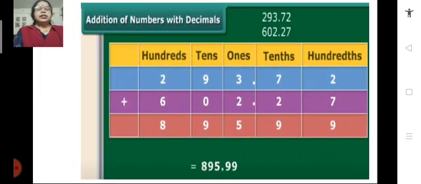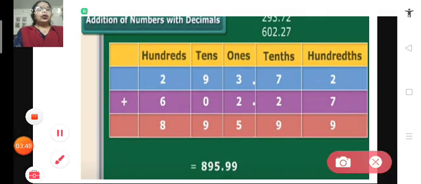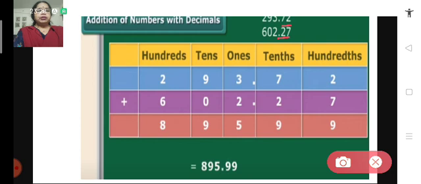Now let's look at one more example. Here we have two like decimals. That means the decimal places of these two decimals are equal, isn't it? Both the numbers have an equal number of decimal places. So we write the numbers according to their place values. Every time we don't have to mention these, we can understand and write them according to their place values. So 293.72 is added to 602.27. So both are like decimals, very easy to add them.